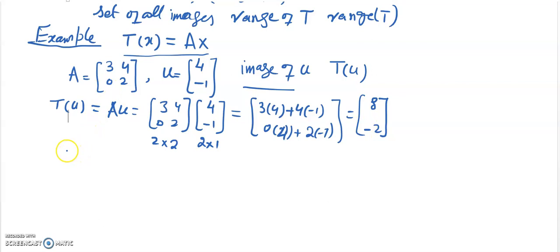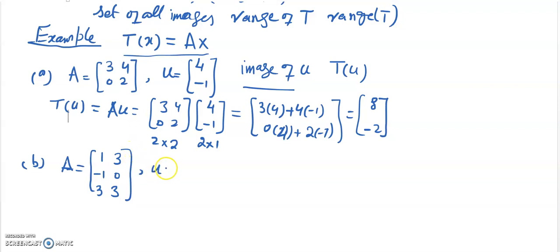Similarly, in this case, in part B, if we have A equal to the matrix [1 3; -1 0; 3 3], and u is equal to [3; -2]. So then what will be the image of u?